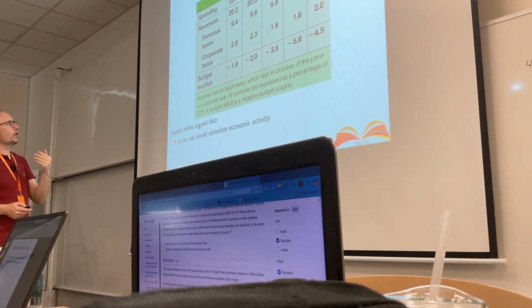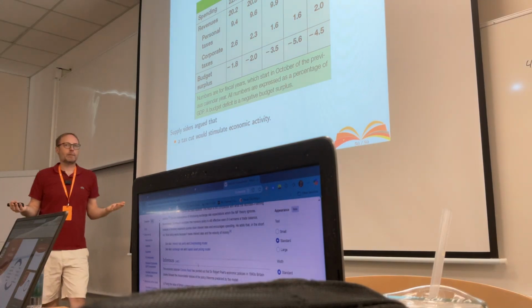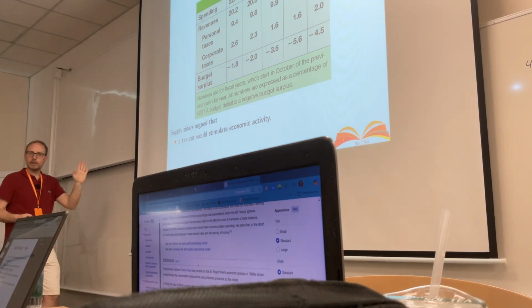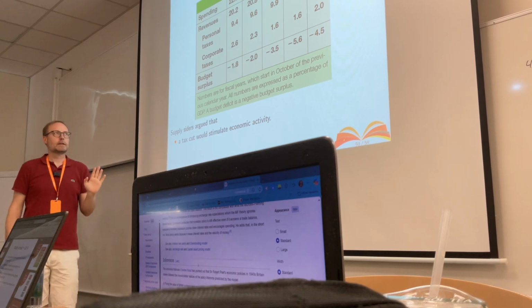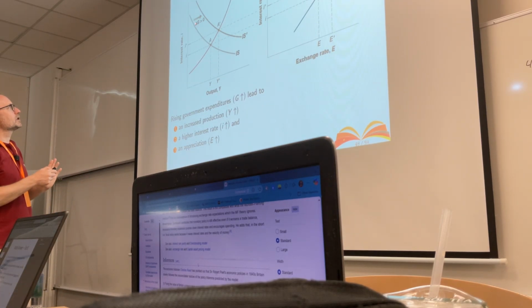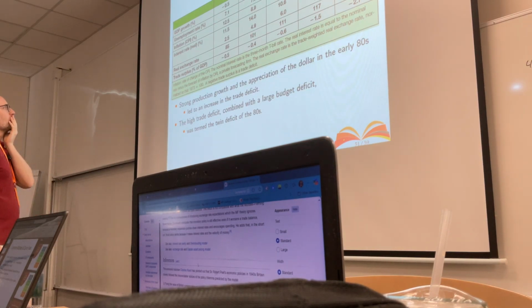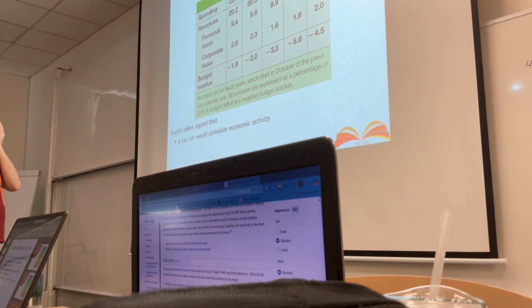So some people argued that cutting taxes would stimulate economic activity. We can look at our IS-LM. So if we cut taxes, this is also expansionary fiscal policy, so this would tend to push up output. This also has another consequence.